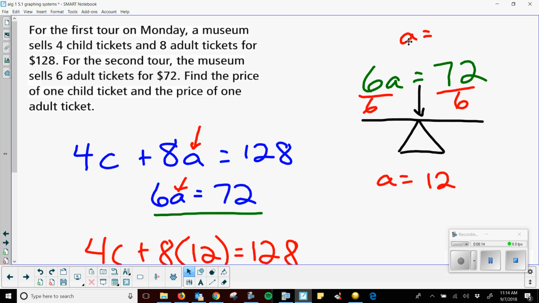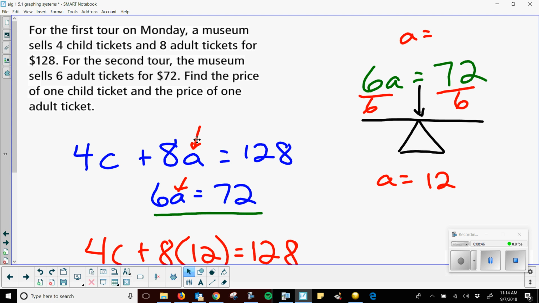Now, our goal is to get variable equals something. So to get rid of anything, you do the opposite of what you see. I see 6 times a. To get rid of times 6, we're going to divide by 6. And as long as you do it to both sides, we can really do whatever we want to this equation. Once that happens, we get our answer for our adult ticket. Our adult ticket is $12. Well, if this a equals 12, what does this a equal? It is still 12. You can see down here.